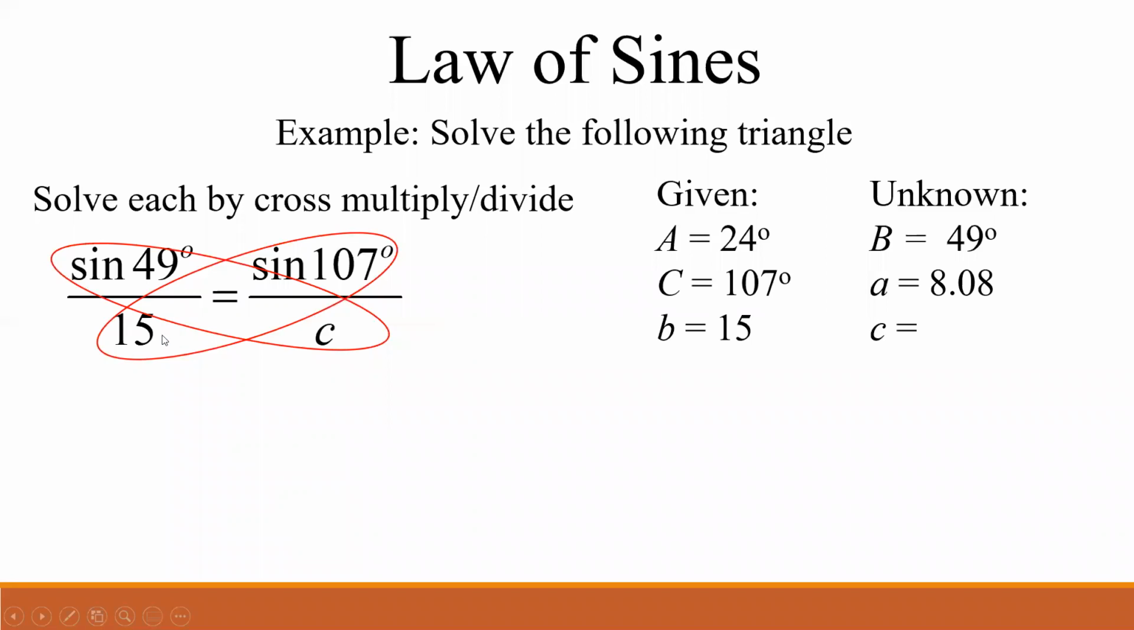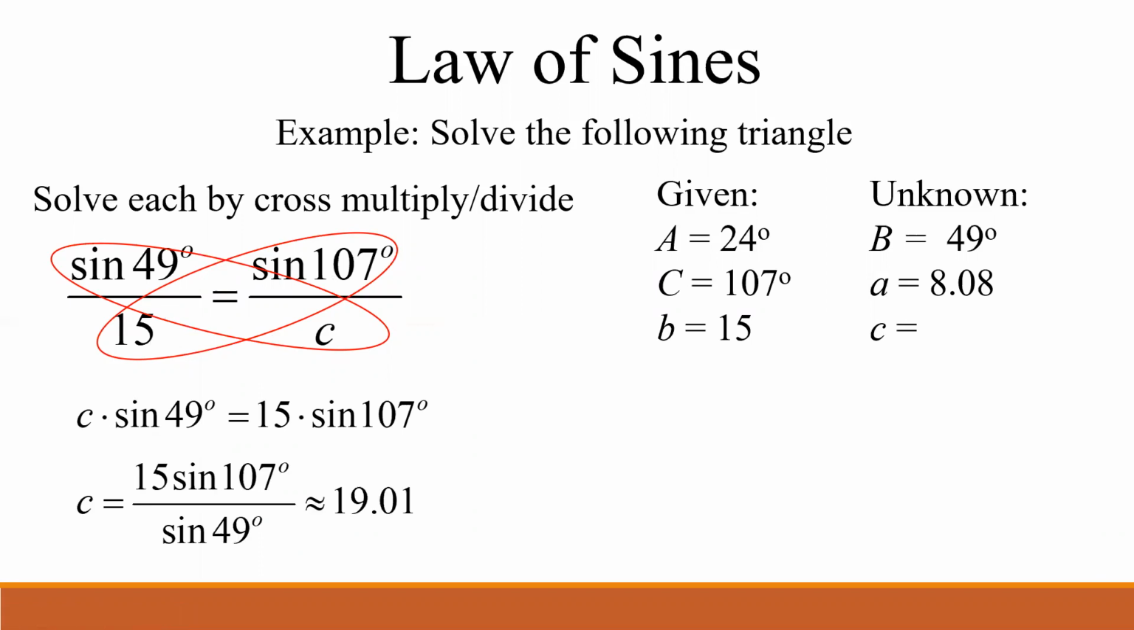Again, my B pair stayed the same. I do the cross multiply and divide the same way we did a second ago. I've got C sine 49 equals 15 sine 107, divided by sine 49. And again, you can go back to Desmos. I'm not going to go back to that screen again, but you pop that into the calculator and you should get 19.01. And that's it.